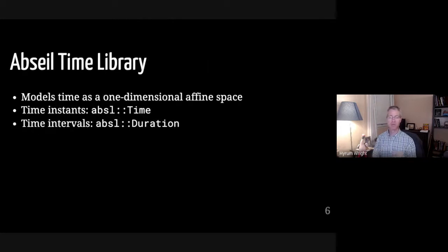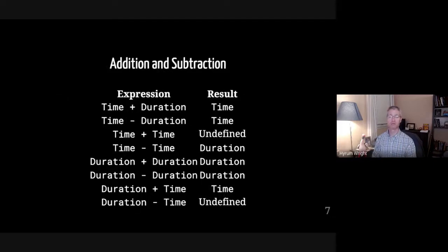So we've exploited some of the facts of the time library that we're using. The AppCell time library models time as a one-dimensional affine space. This means that time instants are a specific type, and time intervals are different types. So instants are points, intervals are vectors in the space, which then means that you can define various mathematical operations. So for instance, addition and subtraction are defined on this. This all comes from the affine space algebras.